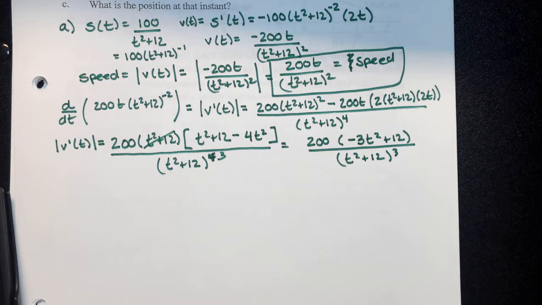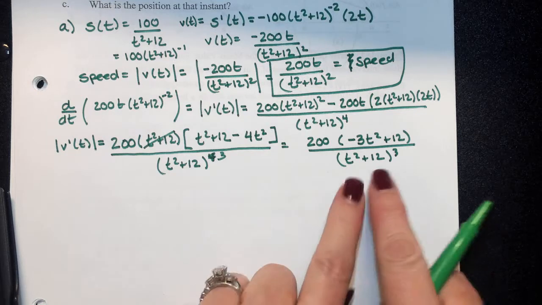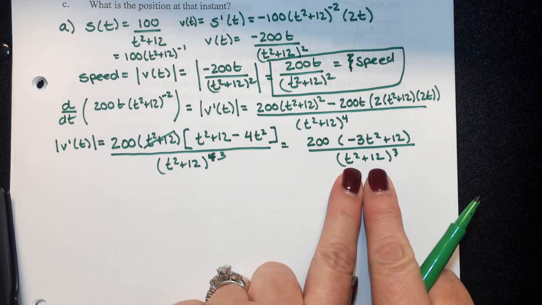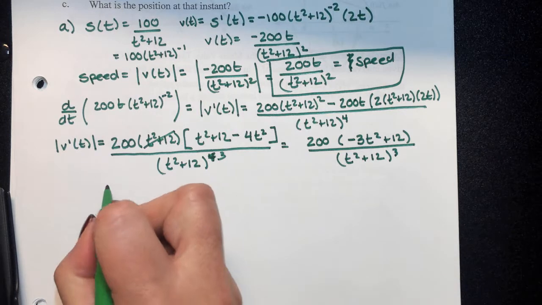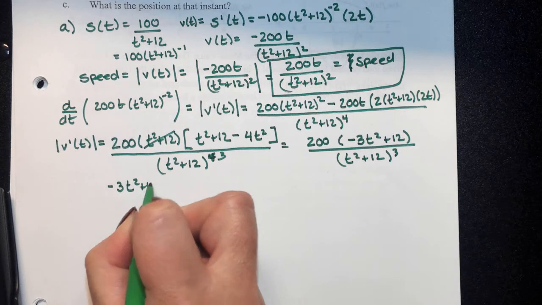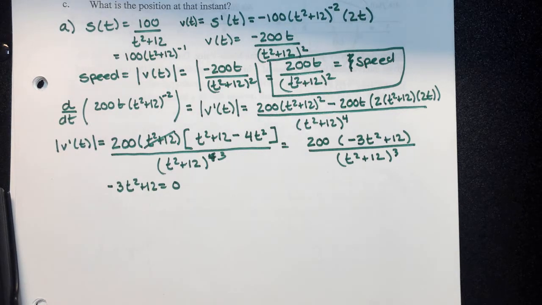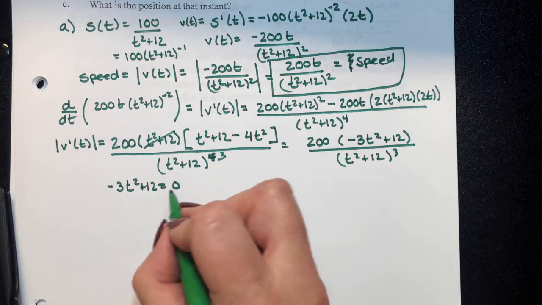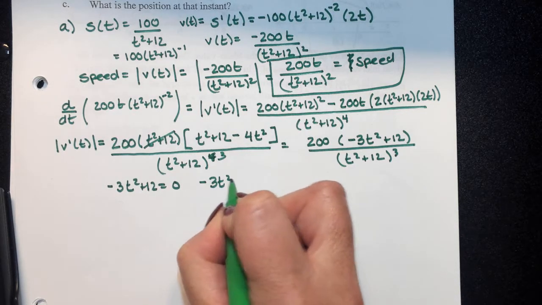So now remember, what I need to do is find my critical points. Do I have to worry about setting this denominator equal to 0? Because when I try to set this denominator equal to 0, I end up with imaginaries, don't I? So what I just need to do is take this negative 3t squared plus 12 and set it equal to 0. So I can subtract my 12.